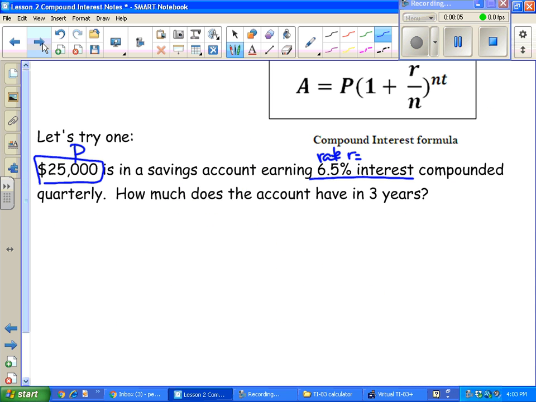So I'm going to take the 6.5 and go back once in front of the 6, back again with an empty spot, and fill it in with a 0. 0.065 is what I'm going to use for my R. All right. Compounded quarterly.